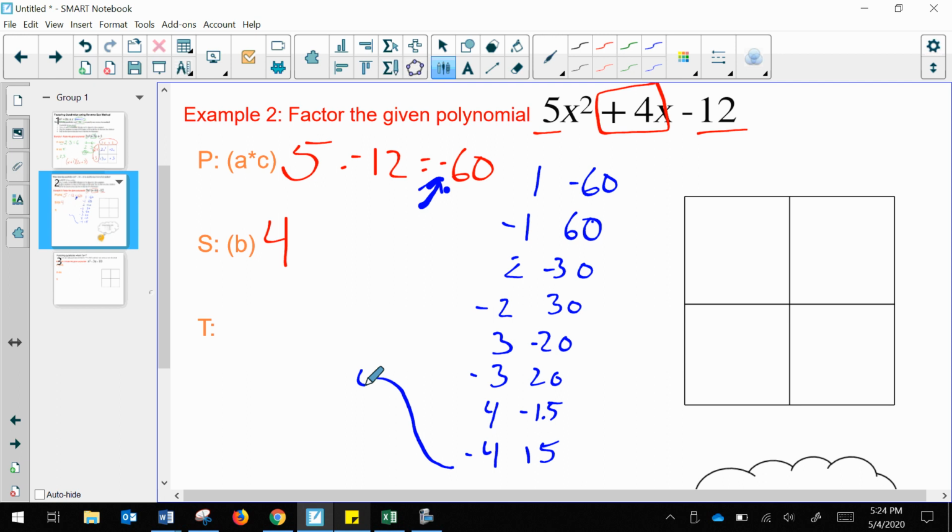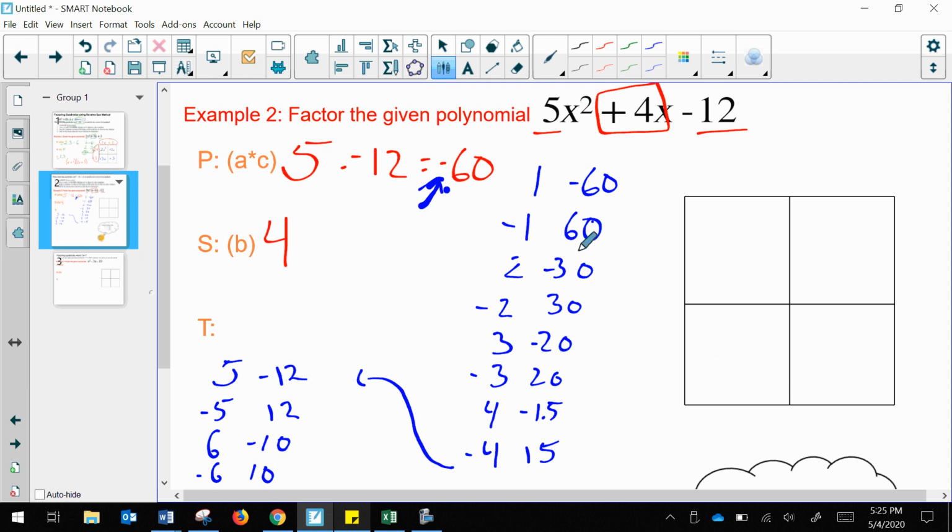So we'll continue our factors over here. I would have 5 and negative 12. Negative 5, positive 12. 6, negative 10. Negative 6, and positive 10. Now, those are all my factors because unfortunately 7 doesn't factor into 60, 8 doesn't factor in, neither does 9, and 10 would bring us back to these factors up here.